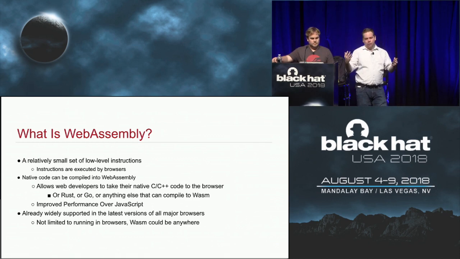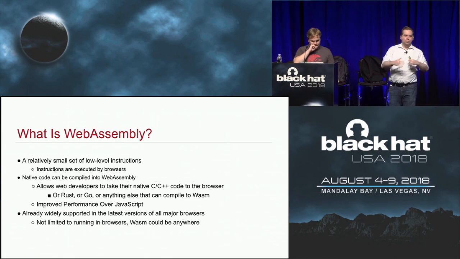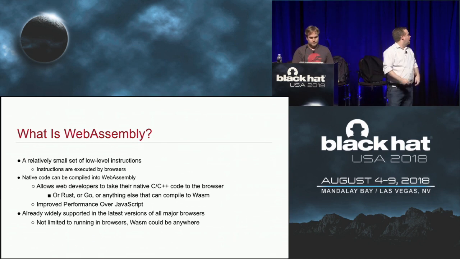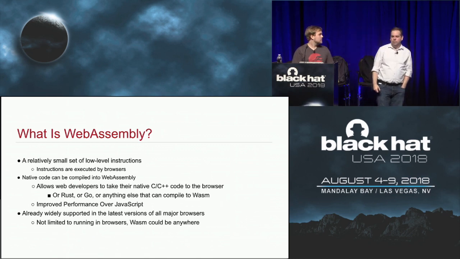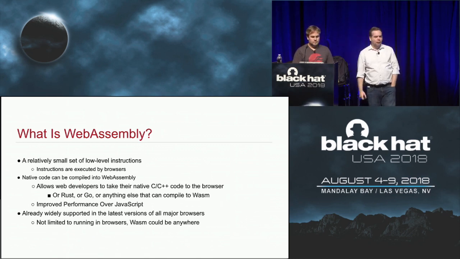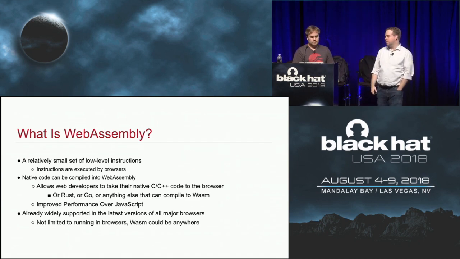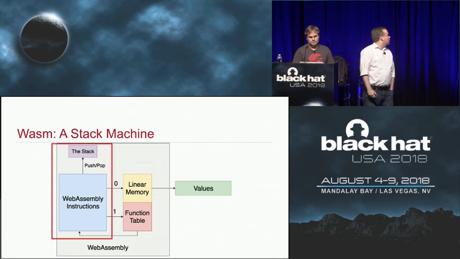Then we have compilers that can target that new virtual machine. And so then you can have code that was written in other things and compile it to WebAssembly where it will run way faster than JavaScript. It's already in pretty much every browser that people use on a regular basis. But as we talked about earlier, there's no reason we can't take Wasm and put it in other things as well. Let's talk a little bit about the mechanics of Wasm.